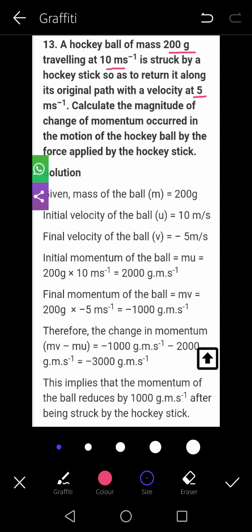Mass is given 200 gram, and what you have to calculate? Calculate the magnitude of the change in momentum occurred in the motion of the hockey ball. Okay, force applied. Okay, fine.